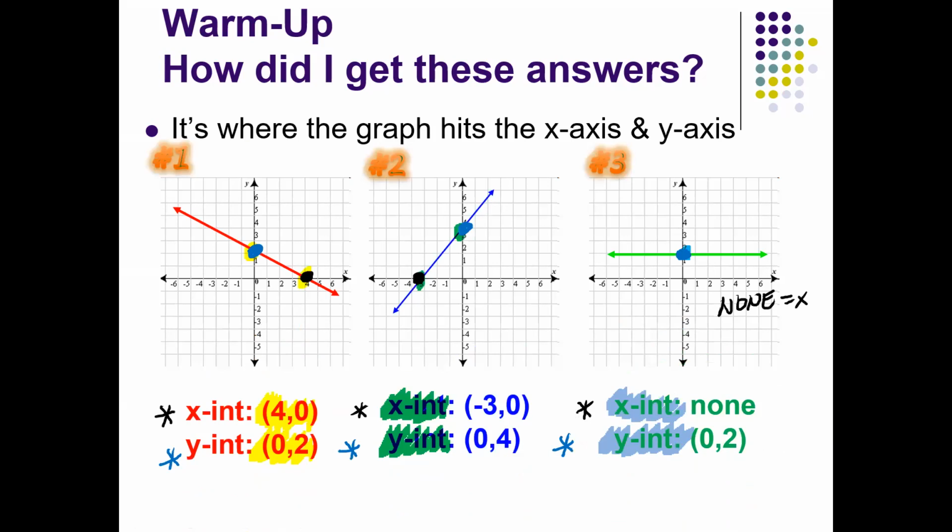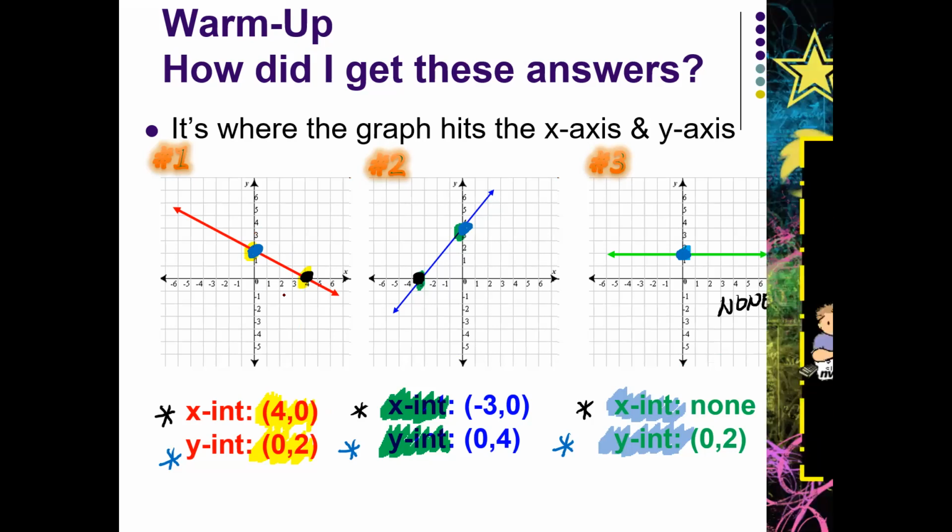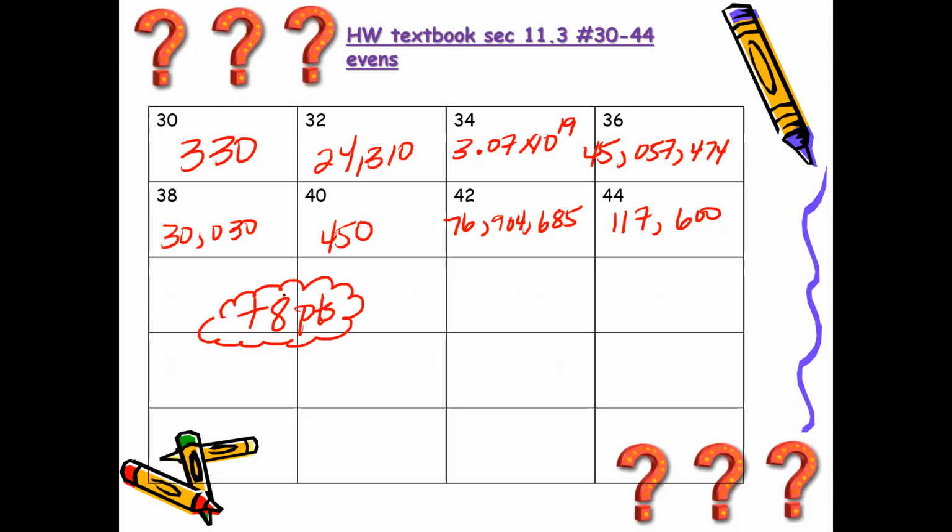Here are the answers for the 3 questions. Essentially, x and y intercepts are points where the graph hits the x-axis and the y-axis. You did have a little bit of textbook work yesterday for number 30 to 44 for week 5, Thursday. So if you did not get to that, make sure you go to the Google Docs for this class. And this homework was assigned for week 8.